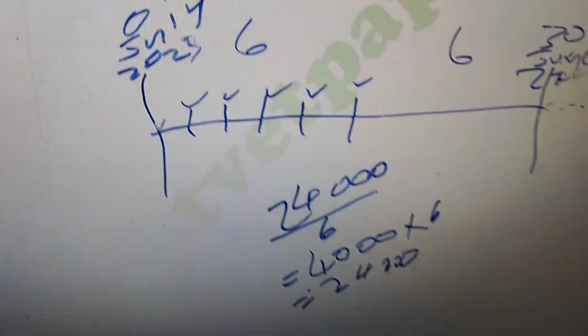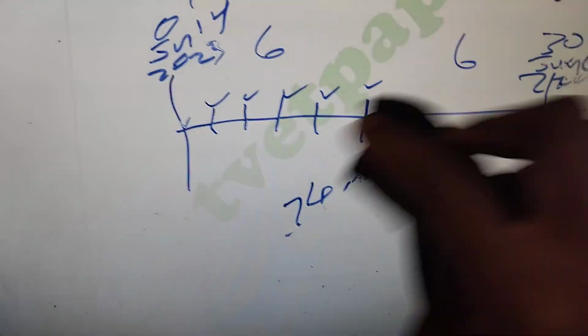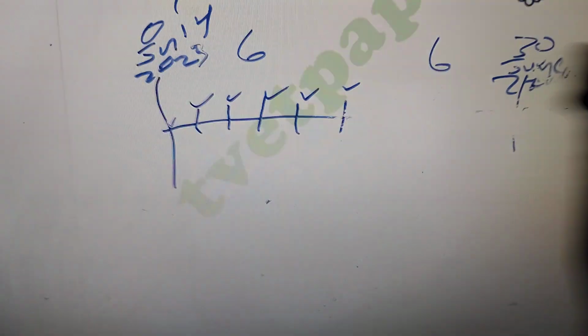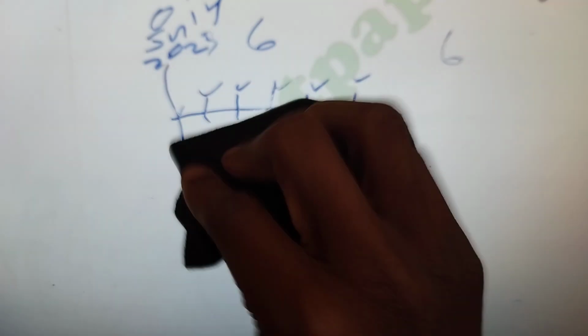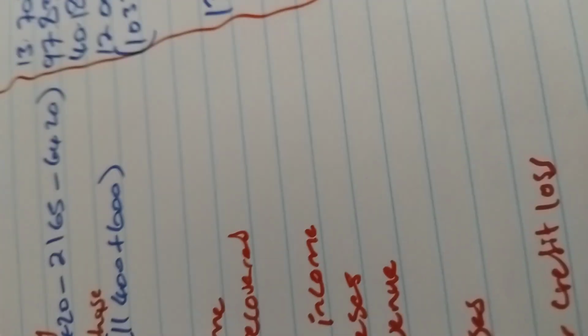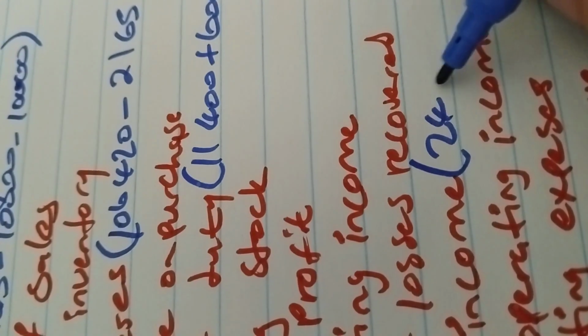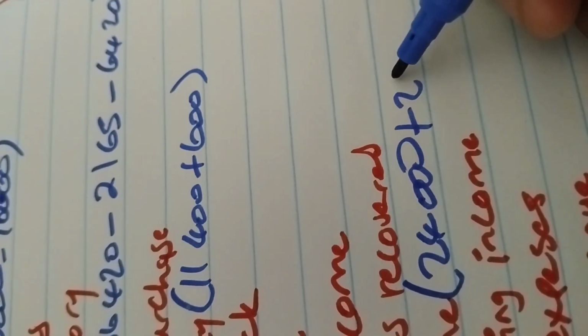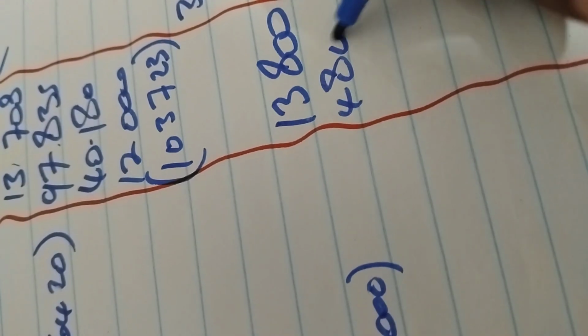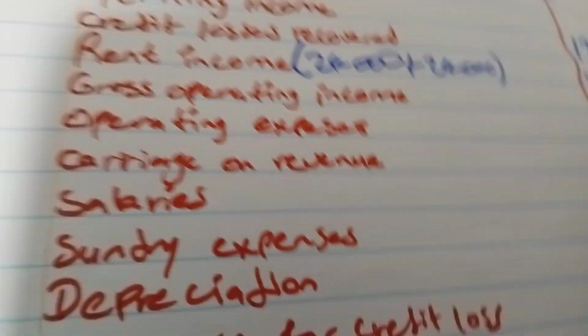I'm going to erase here. So that's how we do the rent. So we're going to record it. How are we going to record it? We're going to say, what is the rent? We're going to open the bracket here. We say 24,000 plus 24,000, which is 48,000. That's how it will look.